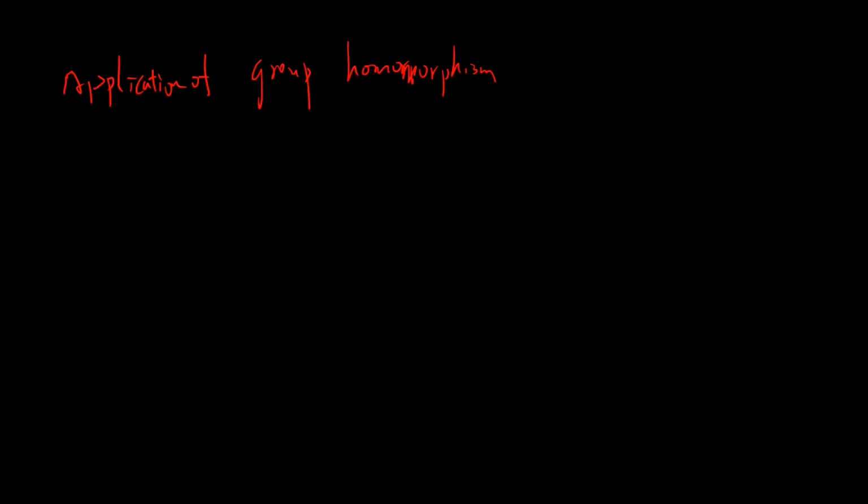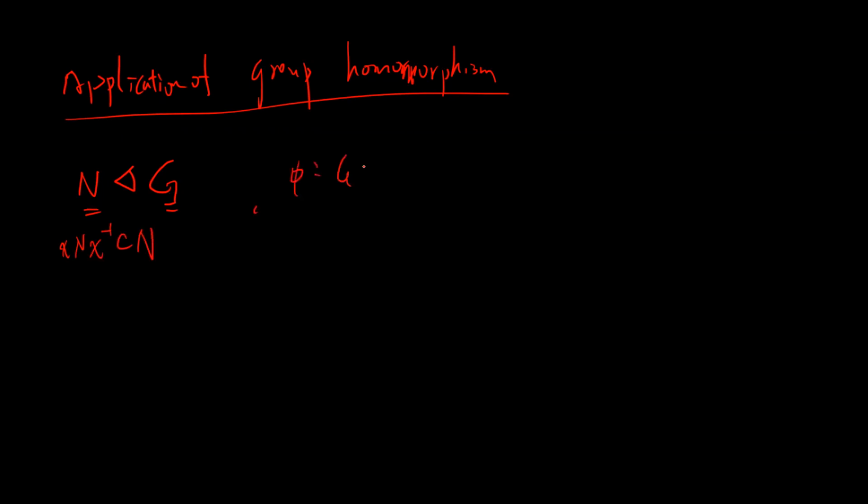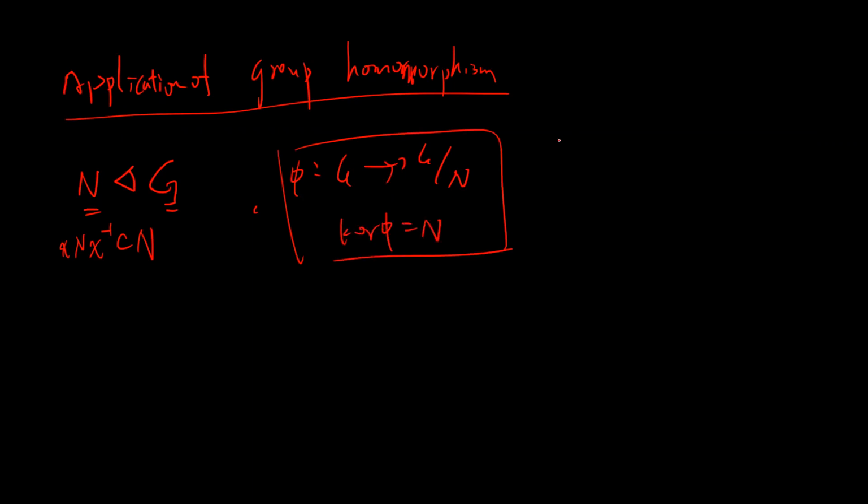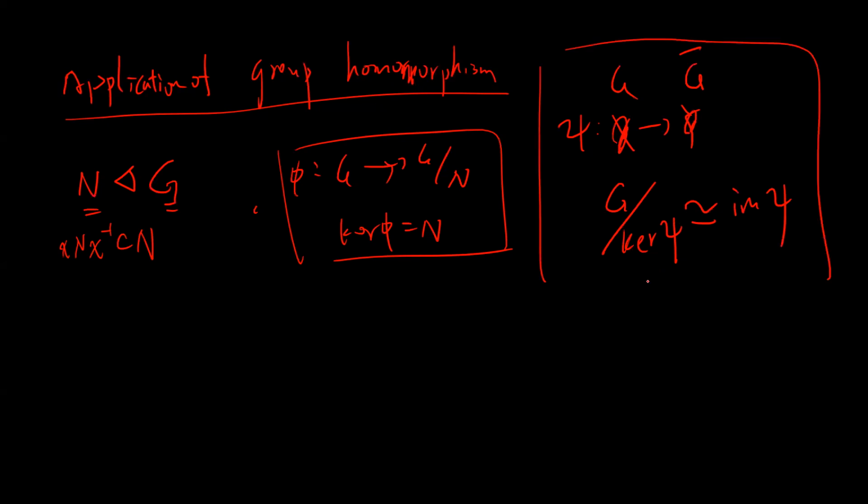Okay. So let me just recall that. Our idea is that given a group, if you have a normal subgroup N satisfying xNx inverse equals N, then this is called a normal subgroup. Then you can construct a map from G to G quotient N. This map is surjective, and the kernel of phi is just N. Also, for any group homomorphism from group G to G bar, you can prove that G modulo the kernel of phi is isomorphic to the image of phi. This is called the first group isomorphism theorem.